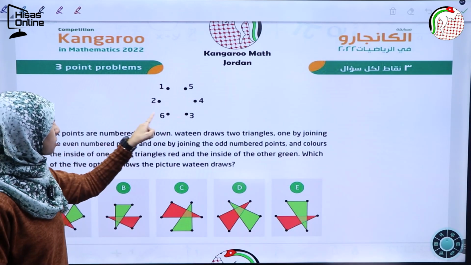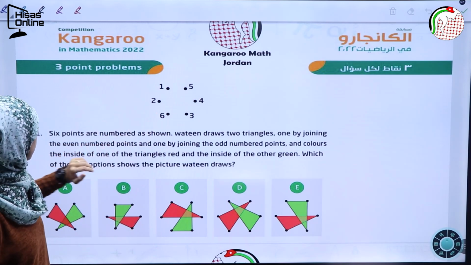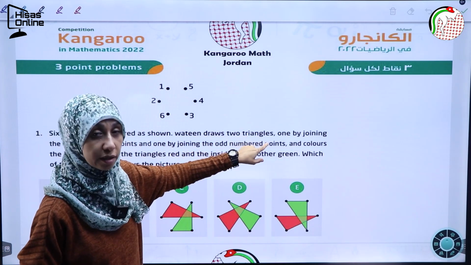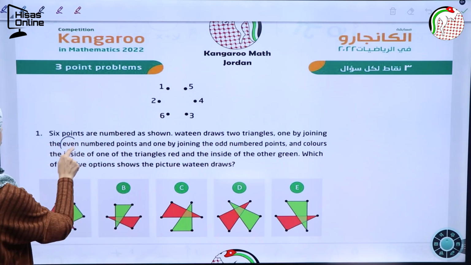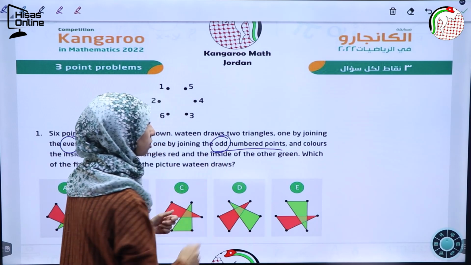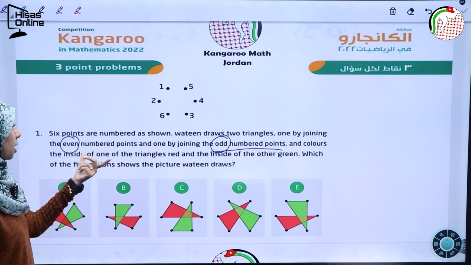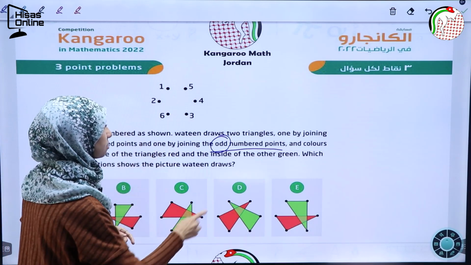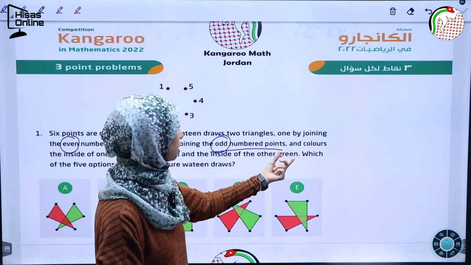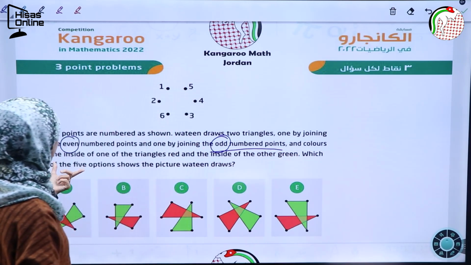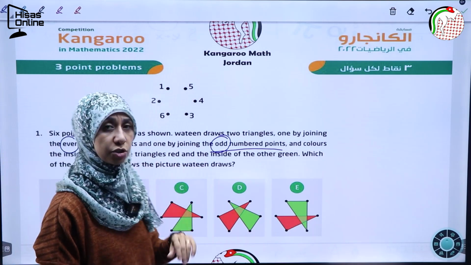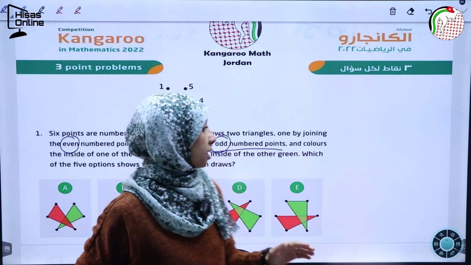We have 6 points numbered from 1 to 6, as shown. Watian draws 2 triangles, one by joining the even-numbered points and one by joining the odd-numbered points. Then she colored them red and green. Which of the 5 options from A to E was the picture that Watian did?